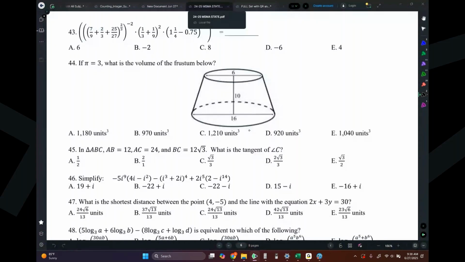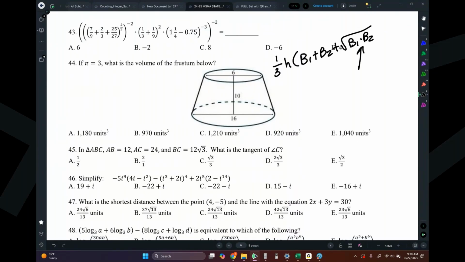Okay, so what is the formula? It's 1/3 H times B1 plus B2 plus the square root of B1 times B2, which is the geometric mean, if you think about it, right? If you know your geometric mean formula, you're taking the geometric mean of the two. You follow me? All right. So 1/3, the height is 10, times. Now be careful. Big B is not radius. Big B is the area of the base.